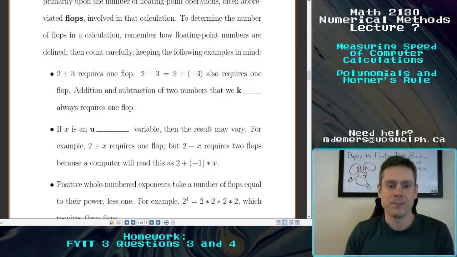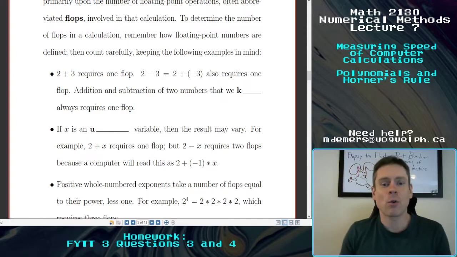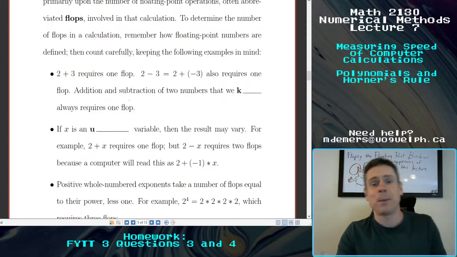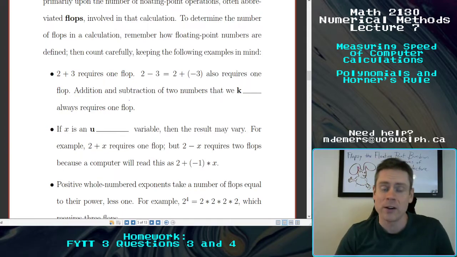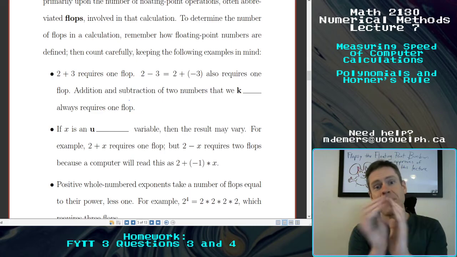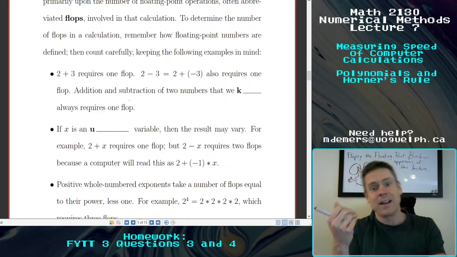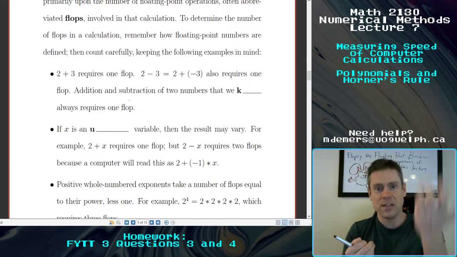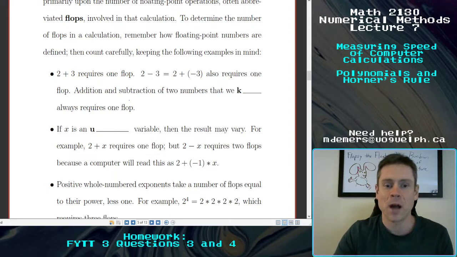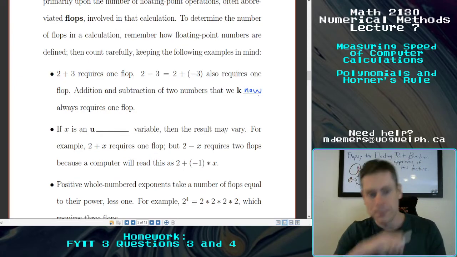So an addition, 2 plus 3, requires one flop. If you have an addition of a positive and a negative number, that also requires just one flop, because a single floating point number can be a negative number, and adding those two numbers together takes one of these floating point operations, one flop. So addition and subtraction of two numbers that we know always requires one flop.